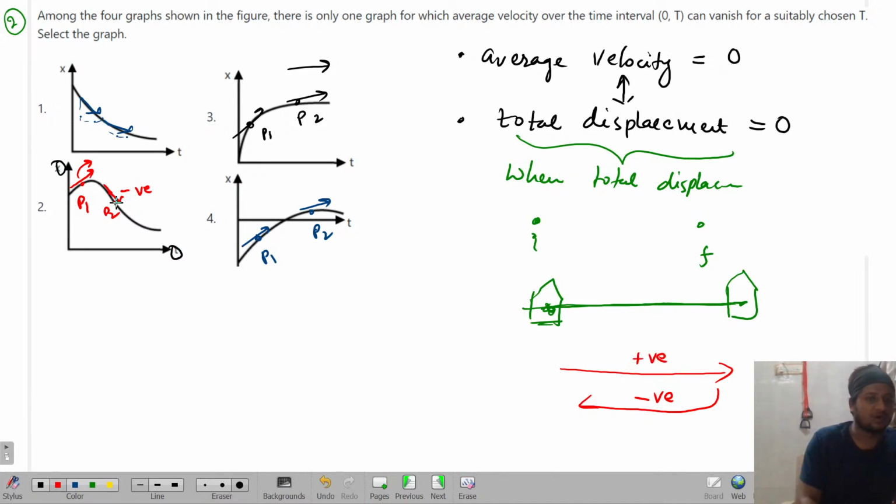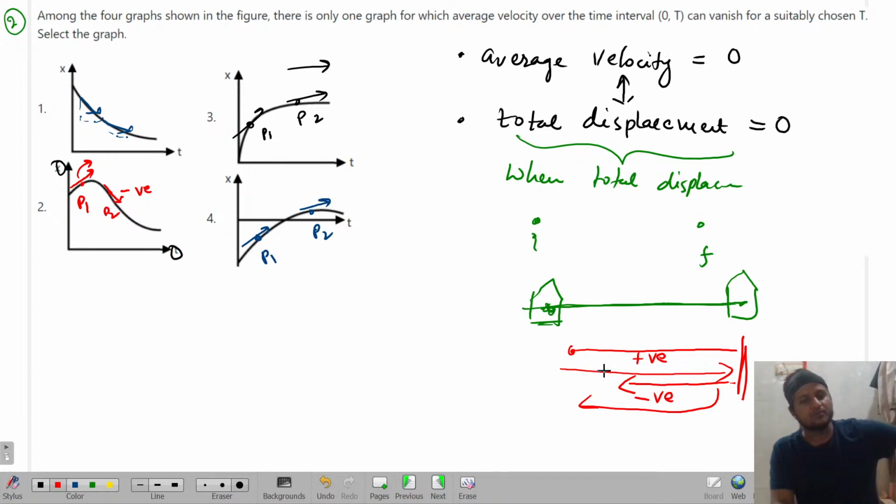And you also try to see whether the displacement of the particle is decreasing with respect to time or not. That means the particle first went to this wall, then it turned back and is coming towards the initial point. Within this region, if this is my initial point and the car goes from the initial point to this wall, then returns from the wall to the initial point, the displacement will be equal to 0. So only the second case is a possible graph in which the average velocity can vanish easily.